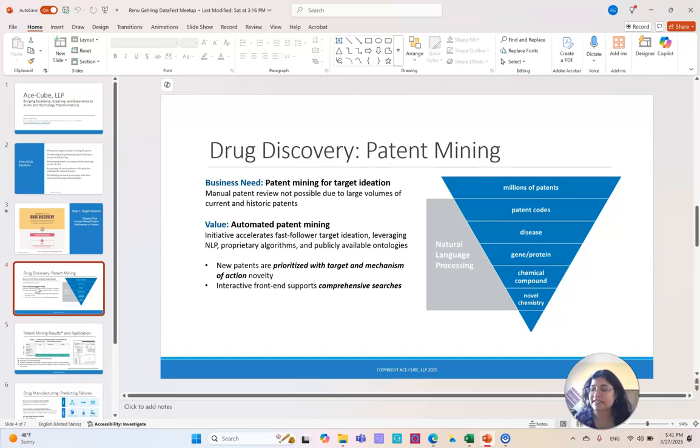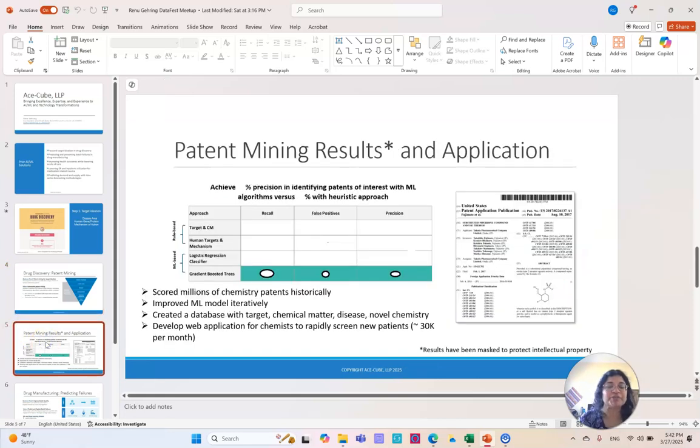And they asked us, the data science team, to come up with a natural language processing empowered tool. And that's exactly what we did. And we built a web application that scored patents on a monthly basis, and it flagged those that had novel chemistry. So just a little bit more detail. How does one go about doing it?